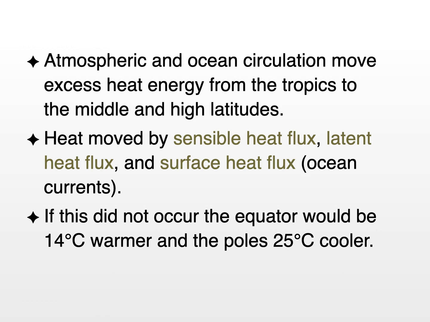So to sum this all up, atmospheric and ocean circulation move excess heat energy from the tropics to the middle and high latitudes. This heat is moved by sensible heat flux, latent heat flux, and surface heat flux. Another term that we could use for flux would be transfer. If this did not occur, the equator would be 14 degrees Celsius warmer and the poles 25 degrees Celsius cooler.